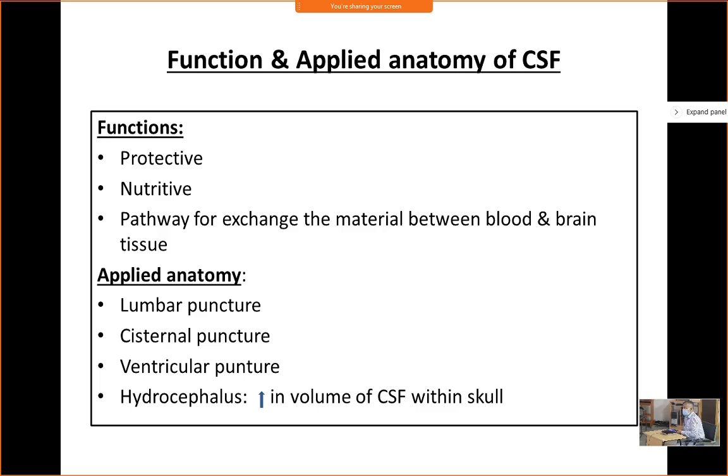Hydrocephalus means the amount of CSF is increased. Then what will happen? Increase in volume of CSF means increased pressure in the CSF within the skull, and there will be intense headache, and also your brain's function will deteriorate.